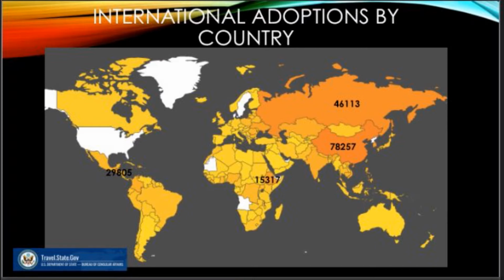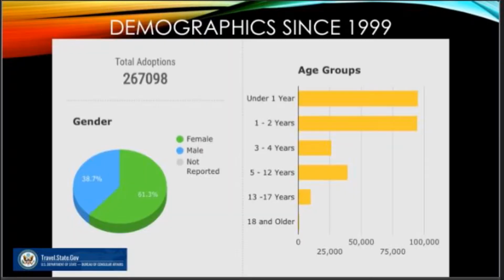China has a little over 78,000 kids since 1999. Russia, 46,000. Guatemala in Central America has almost 30,000 kids, as well as Ethiopia in Africa, are some of the biggest countries of origin for these kids.